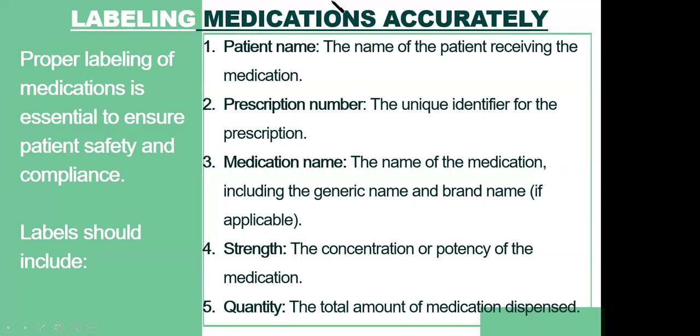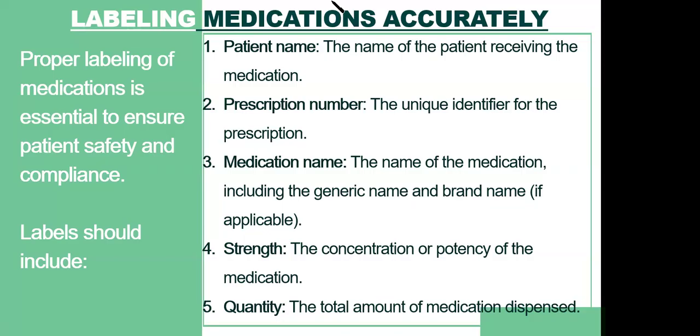Now, the patient's name is very important. The name of the patient, the prescription number, the medication name. Remember, we talked about generic names, brand names, and the strength, the concentration, or the potency of the medication. The pharmacist should be able to put that together.